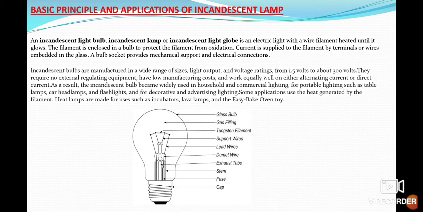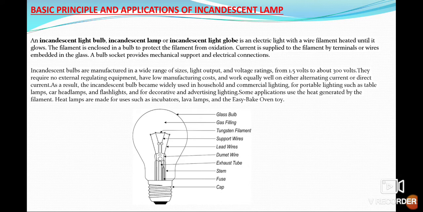Basic principle and applications of incandescent lamp. An incandescent lamp is basically an electric light with a wire filament heated until it glows. The filament is enclosed in a bulb to protect it from oxidation, and the current is supplied to the filament by terminals or wires embedded in the glass. A bulb socket provides mechanical support and electrical connections.